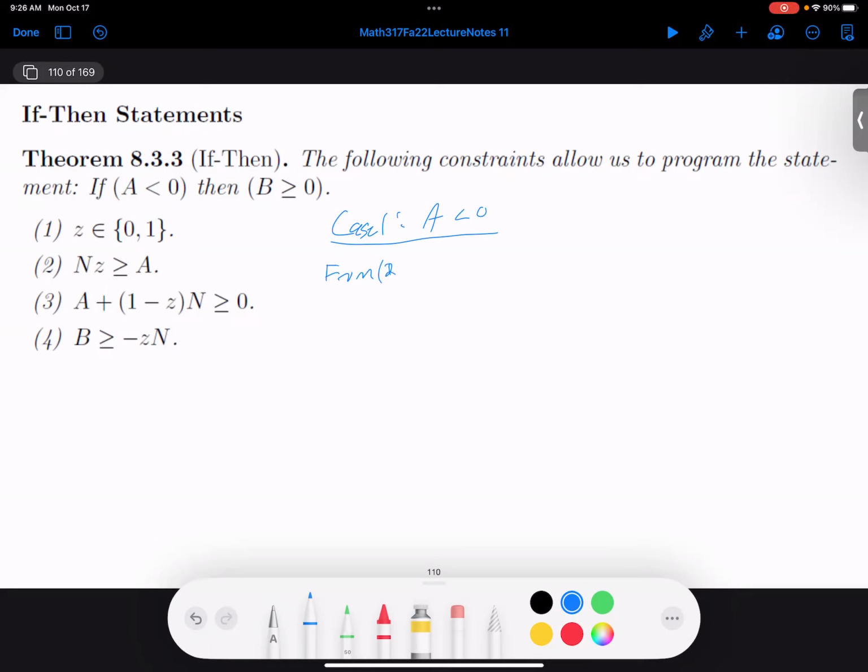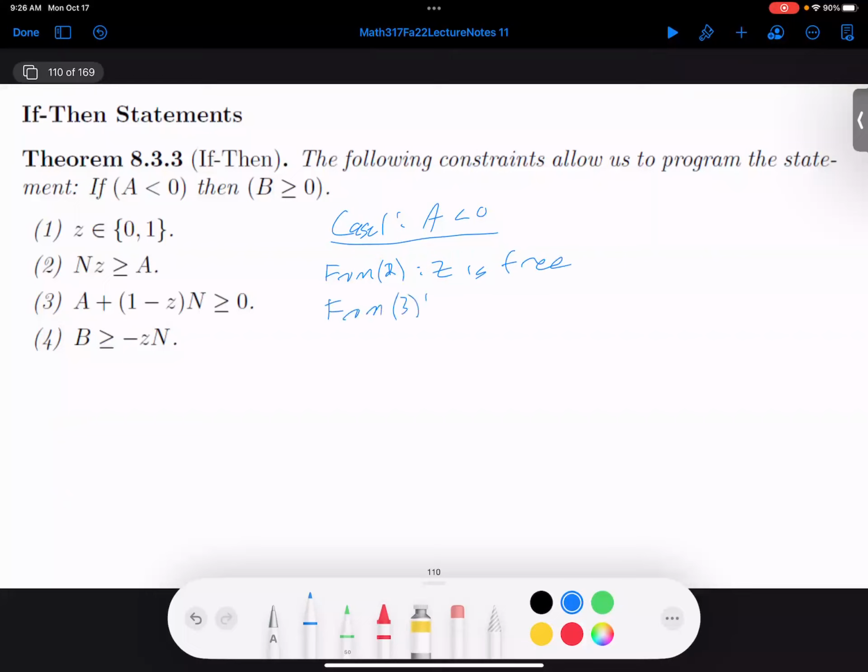From 2, if a is less than 0, what does 2 tell us? We have n times z is greater than or equal to a. Does that give us any constraints on z? So a is a negative number. N times z has to be greater than or equal to a negative number. No constraints on z. Z is either 0 or 1, so no constraints. From 2, z is free.